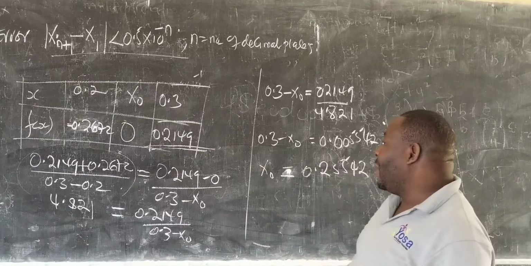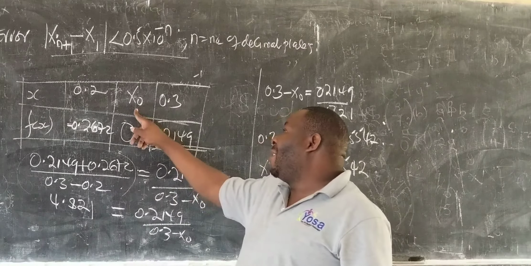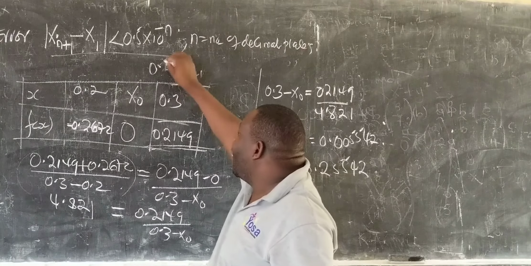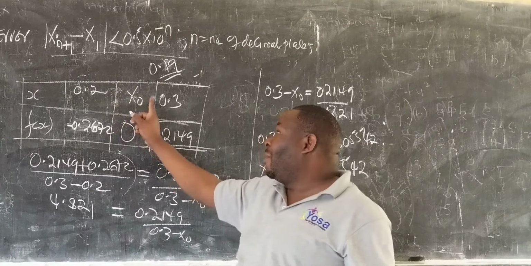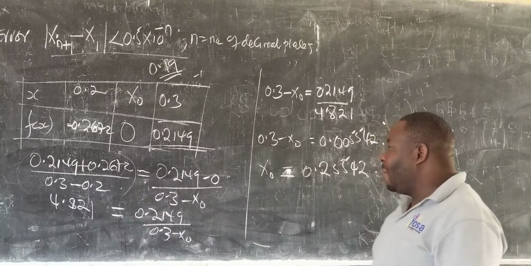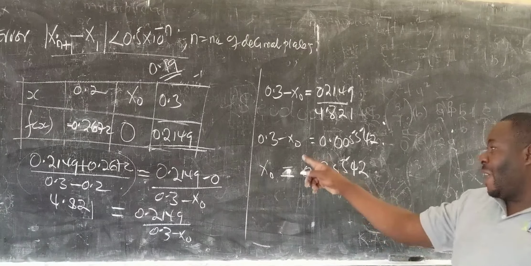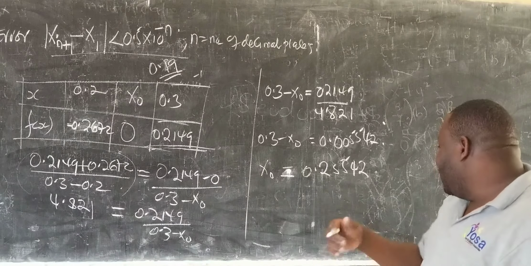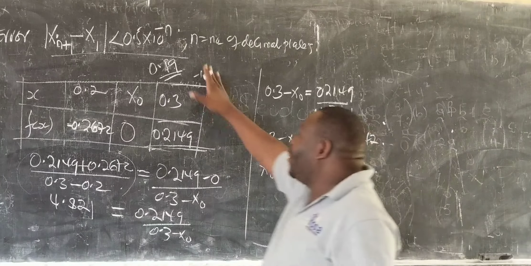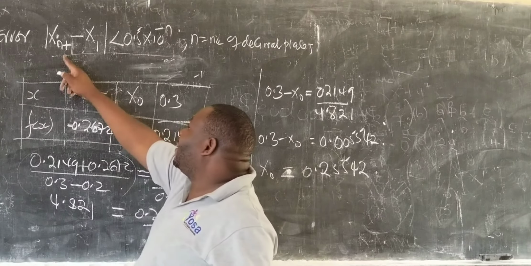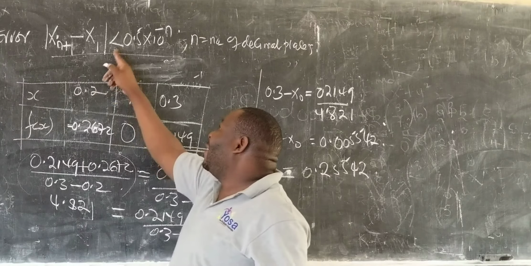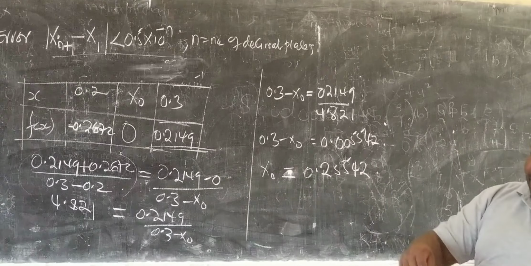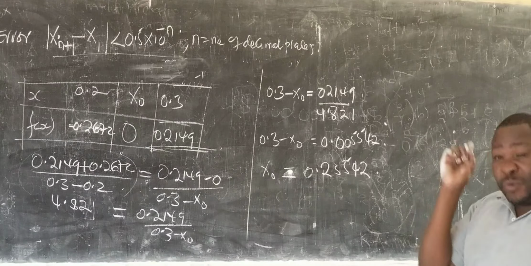First you have to calculate, and you say x naught lies in this interval. If you get a value like 0.19, that one will be incorrect because 0.19 does not lie in that interval. So you can say 0.25 lies in that interval. So what we do is perform the next iteration, because we want to check the condition of x(n+1) minus x(n). Is it less than 0.5 times 10 to the power negative n? Until that condition is fulfilled, you don't stop.